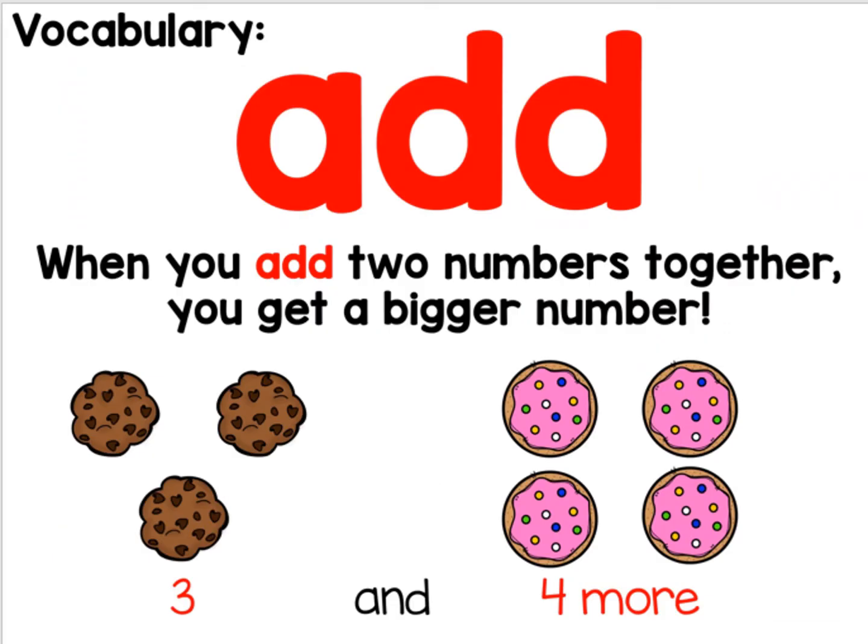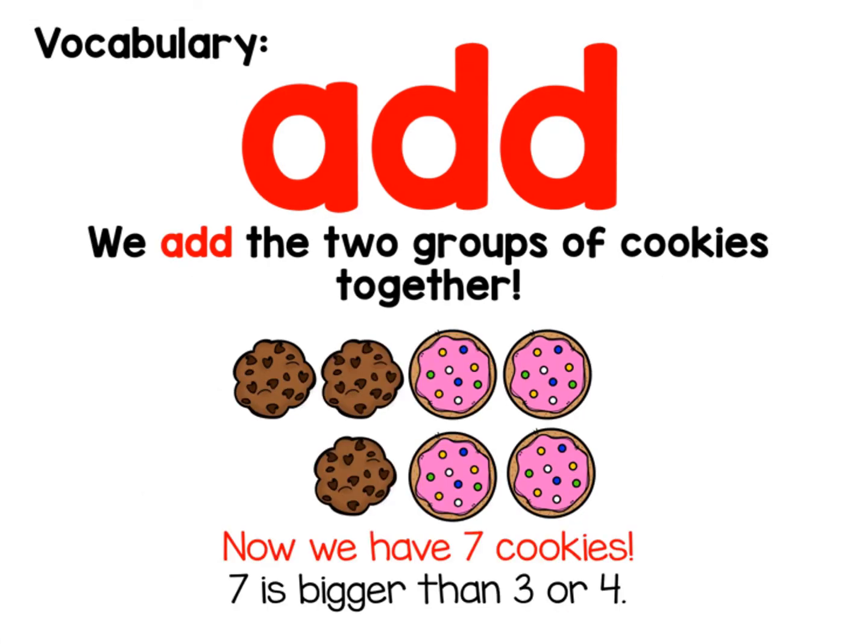First is add. When you add two numbers together, you get a bigger number, 3 and 4 more. Add. We add the two groups of cookies together. Now we have 7 cookies. 7 is bigger than 3 or 4.